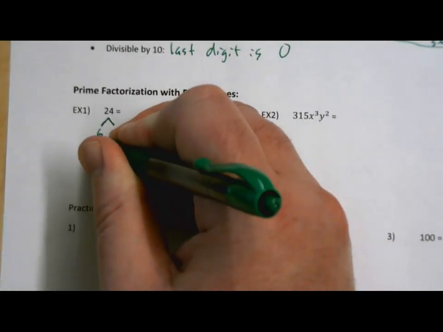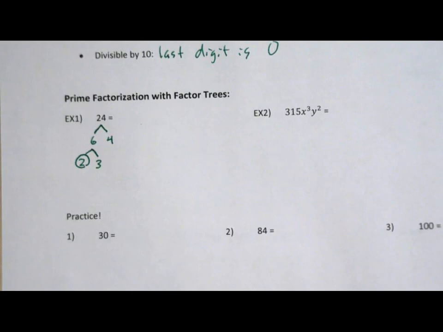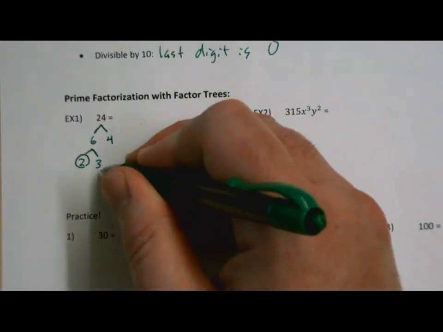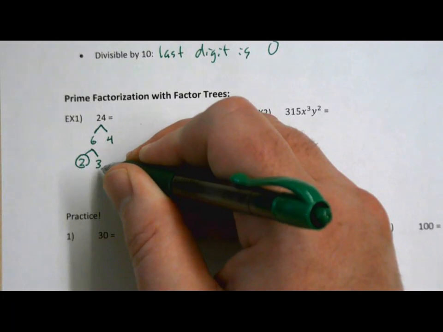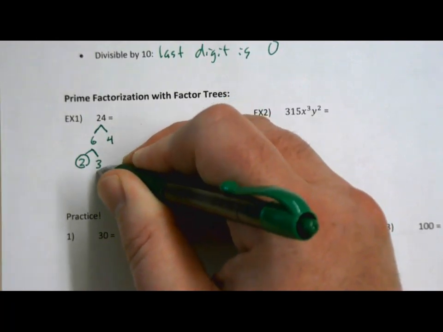We're going to circle our prime ones. Those become the fruits on the trees. How about 3? Is 3 prime? What can multiply to equal 3? 1 and 3. Anything other than 1, though? No. So 3 is prime also.